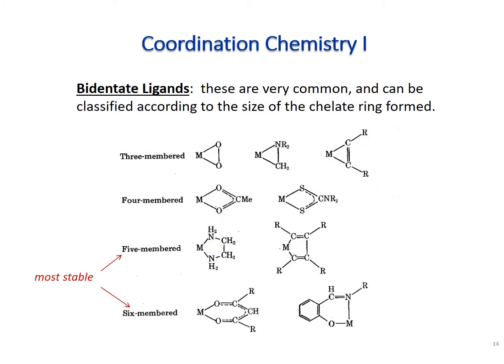Here are some examples of bidentate ligands in which you form various size rings. So bidentate ligands are very common. You can form a 3-membered ring, 4-membered ring, but 5 and 6-membered rings are more stable, and that's again just a sterics argument. And this is also called chelation. So you could call this a chelate ring, being the size of that ring bonded to the metal center, which here is signified as a capital M.